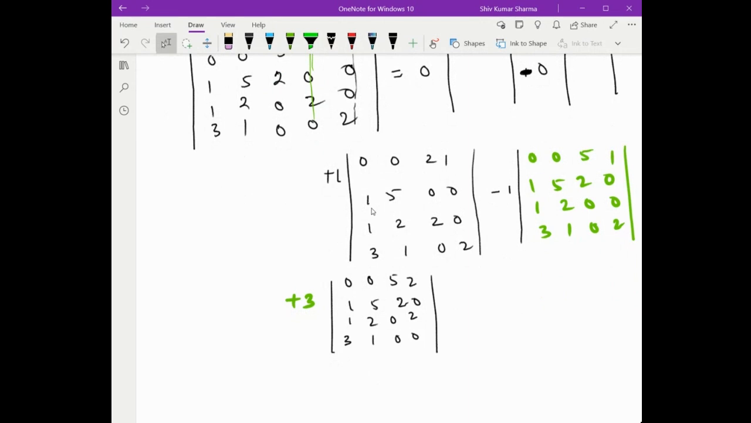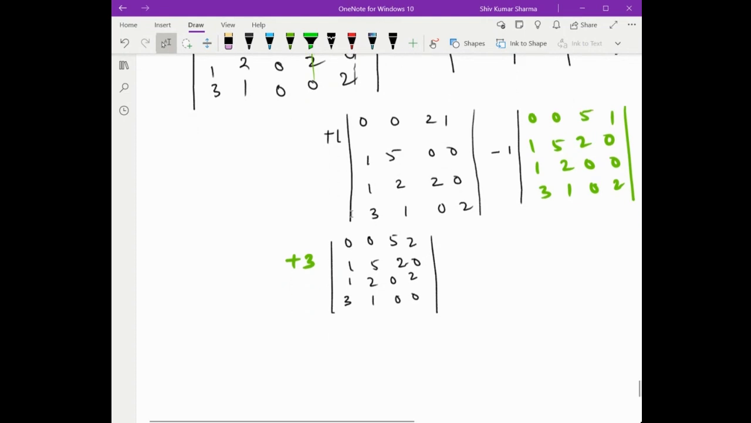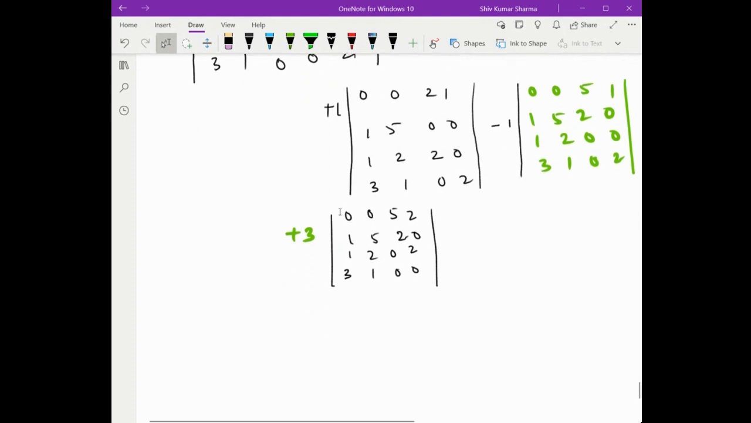So this is the determinant. We solve the 5 by 5 determinant by converting it into 4 by 4. You see that? When we convert this into a 4 by 4 determinant, now we can convert it into 3 by 3. So how to convert it into 3 by 3?